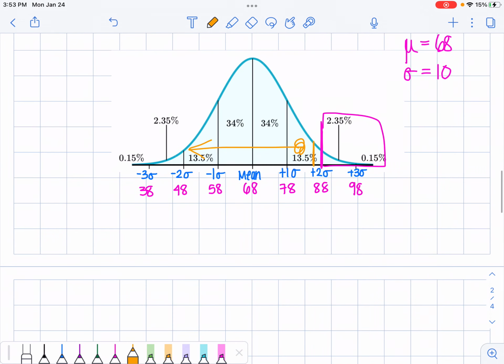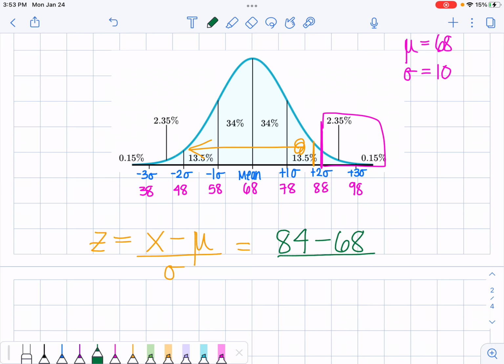Our z-score, using our formula, is x minus mu over sigma. Our x value is 84, because that's the number we're looking for. Our mean is 68, and we divide by our sigma, which is 10. So this gives me 16 over 10, or 1.6.